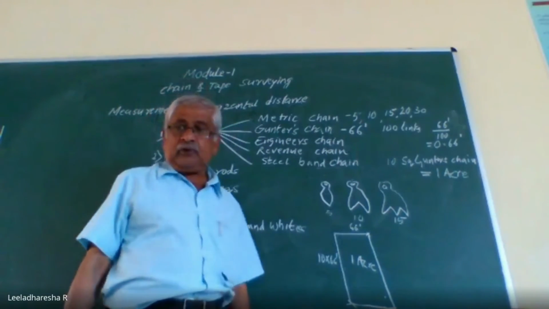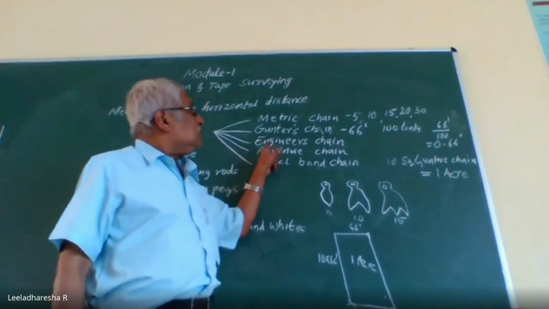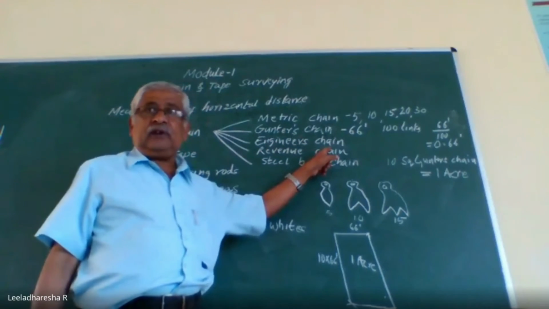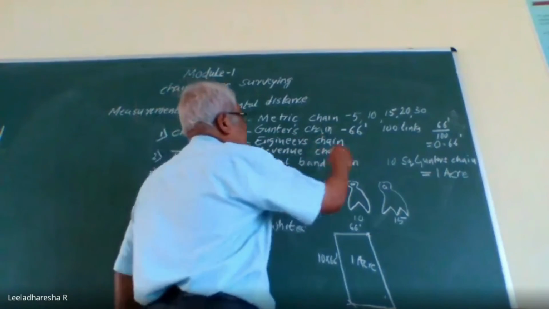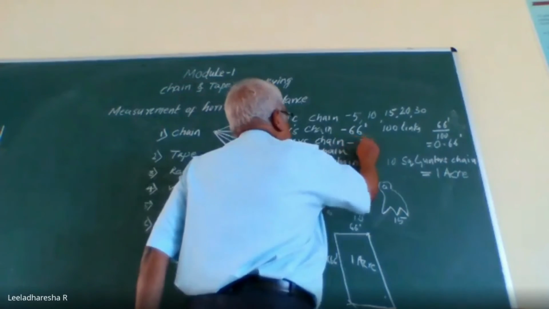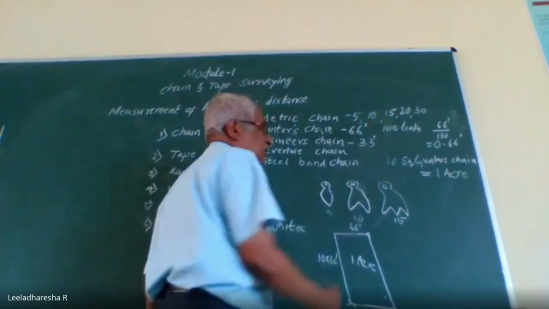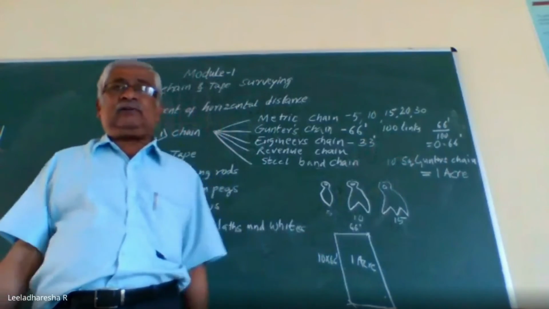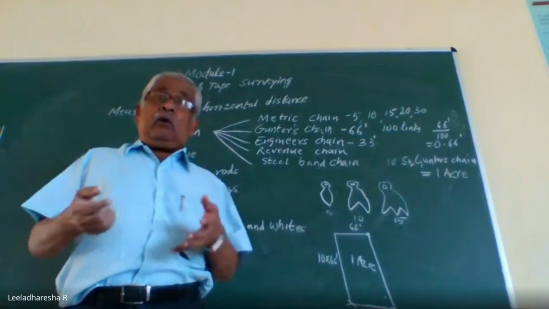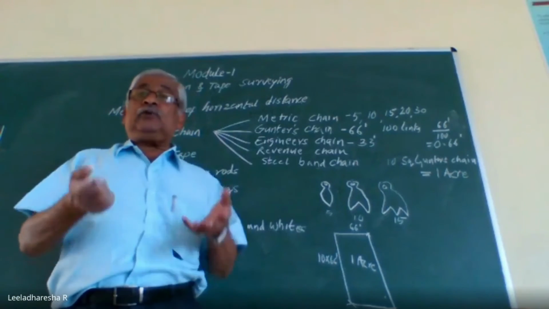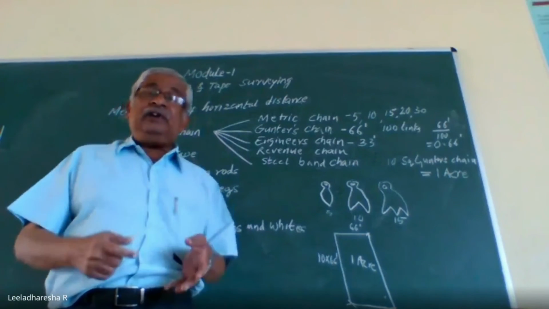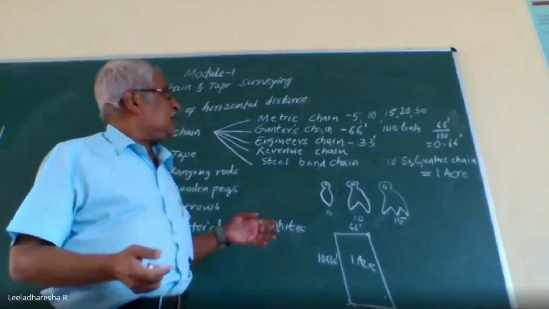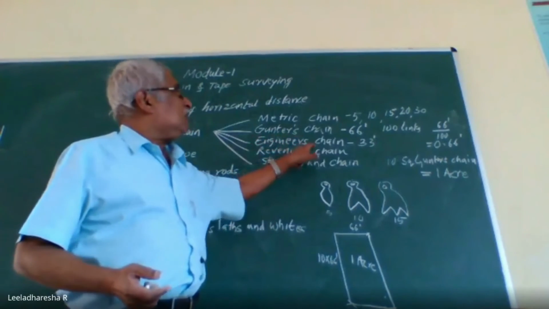Now let us come to the engineer's chain. The engineer's chain has a length of 33 feet. If you imagine a 66 feet length chain, how heavy will it be? So, to reduce the weight of the chain, another chain was established.